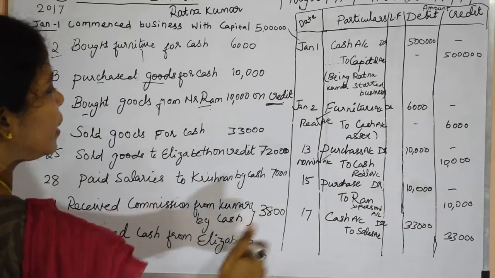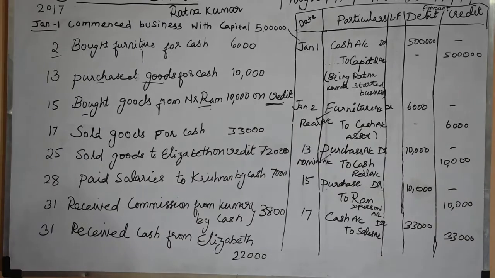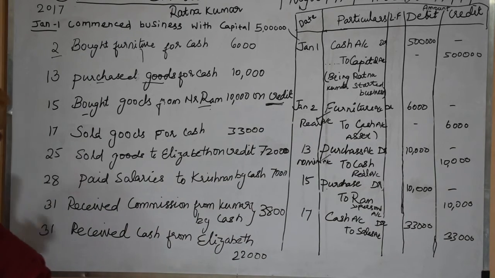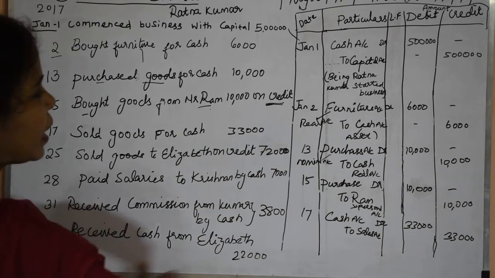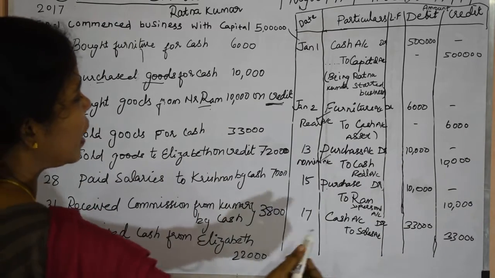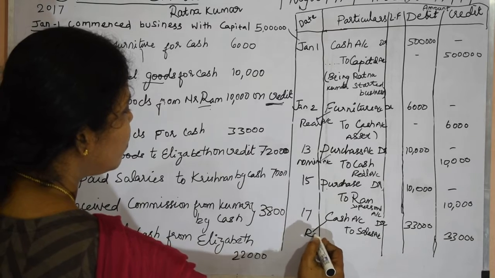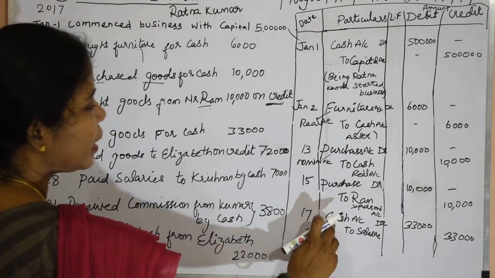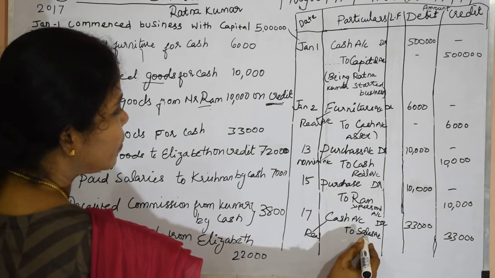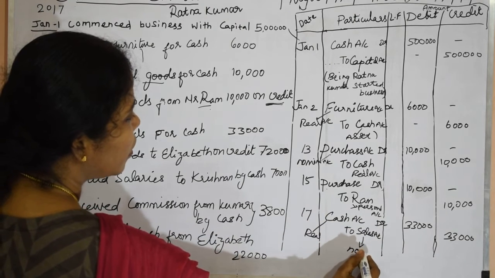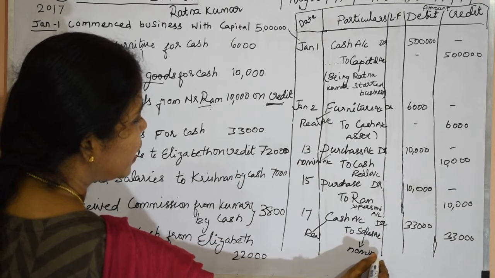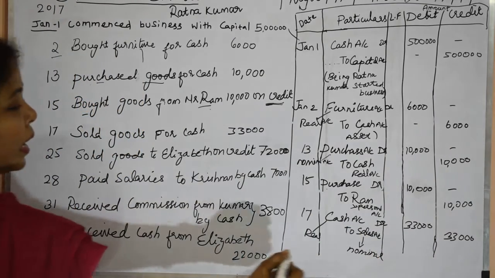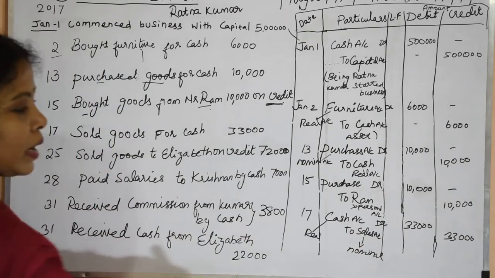Here we are getting the cash for doing the sales. So debit the receiver, credit the giver. We are getting the cash, and this comes under the real account. Real account means debit what comes in. Cash comes in, so we debit the cash. And sales is the nominal account. Nominal means credit all the incomes and gains.